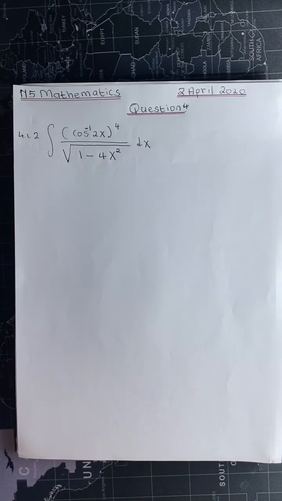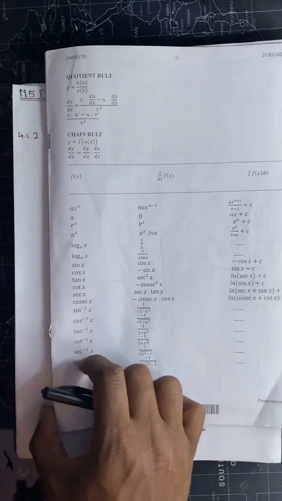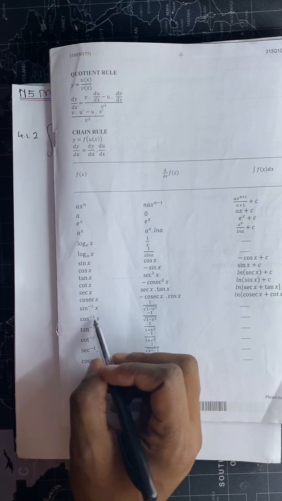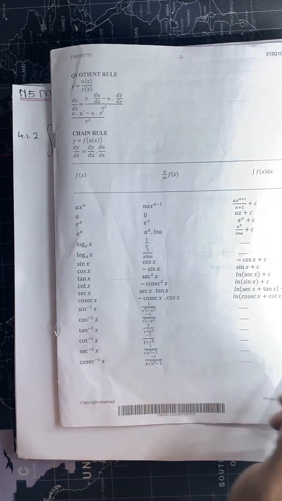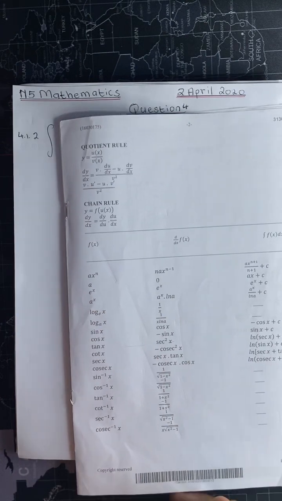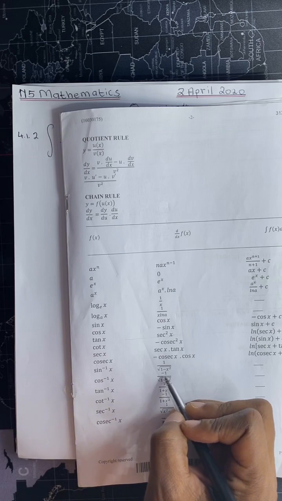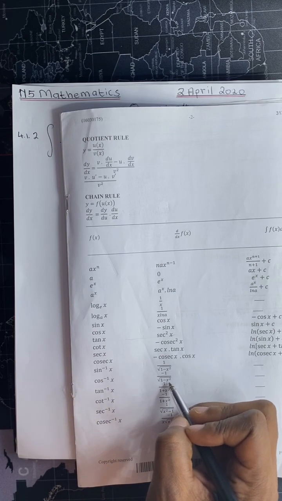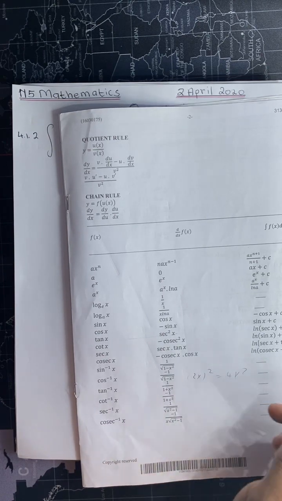Question 4.1.2, we have to evaluate the integral of arc cos of 2x raised to the power 4, all divided by the square root of 1 minus 4x squared dx. To evaluate this integral, we have to use our formula sheet. We know that the derivative of the arc cos of x is equal to negative 1 over the square root of 1 minus x squared. In this case, we have arc cos 2x, so the derivative of the arc cos of 2x will be equal to negative 1 over the square root of 1 minus 2x squared, which will yield 4x squared.